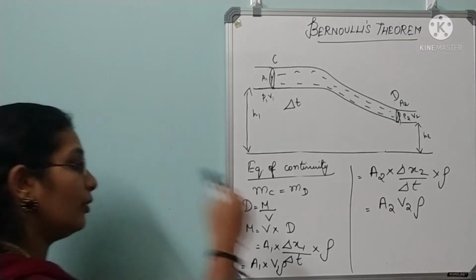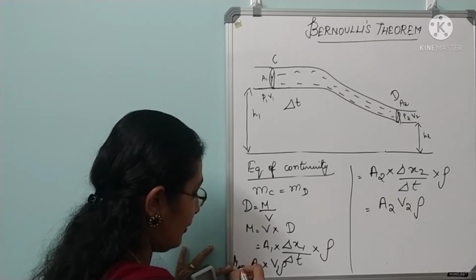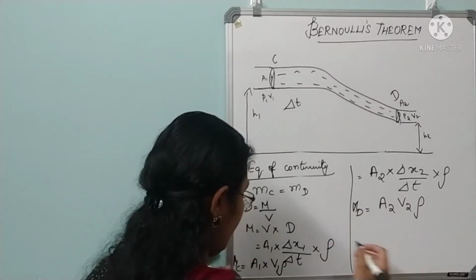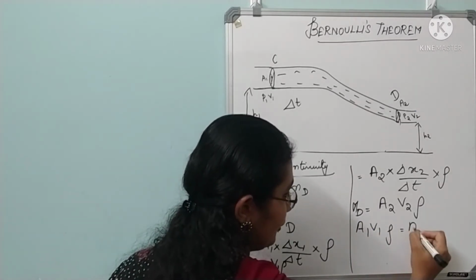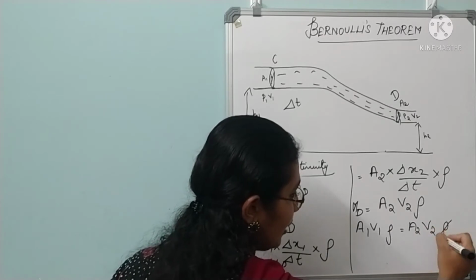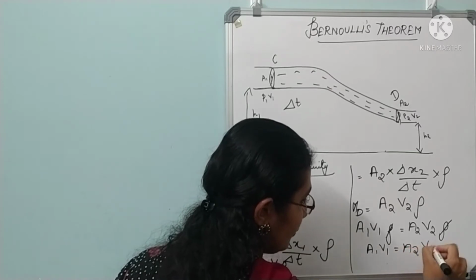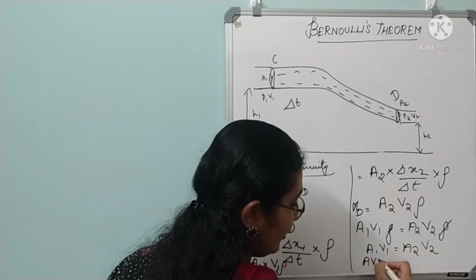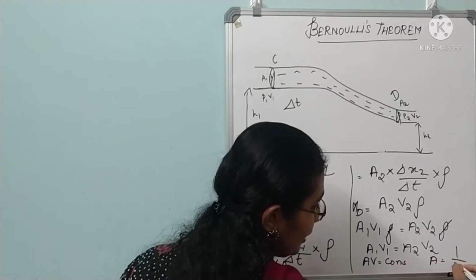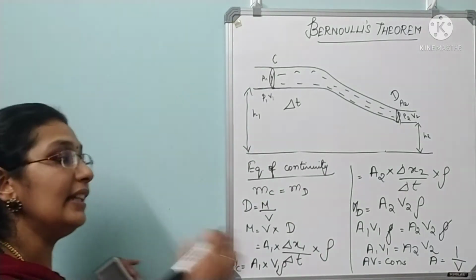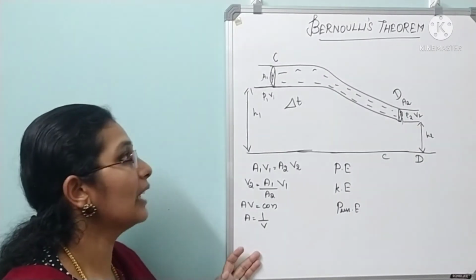Now we know that mc is equal to md. So mc we have got as A1 into V1 rho and md we have got as A2 into V2 rho, right? So you can equate both. A1 V1 rho is equal to A2 V2 rho. So rho and rho get cancelled. So A1 V1 is equal to A2 V2, or simply you can write it as A V is equal to constant, or A is inversely proportional to V. That is, area is inversely proportional to velocity. Clear? Now we have derived the equation of continuity.